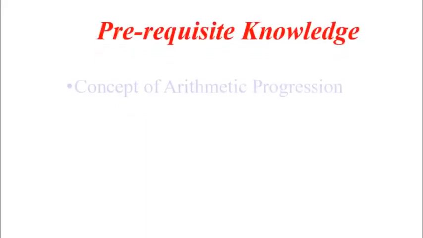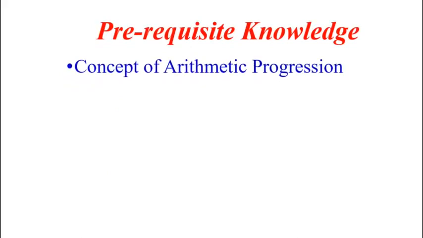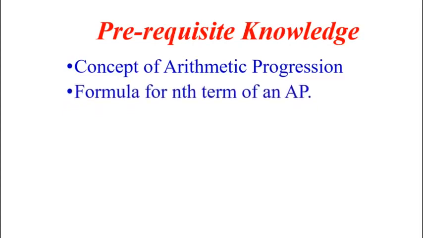Prerequisite knowledge. Concept of arithmetic progression. You have to know about arithmetic progression. Then you should have knowledge about the formula for nth term of an AP, that is, an is equal to a plus n minus 1 whole into d.